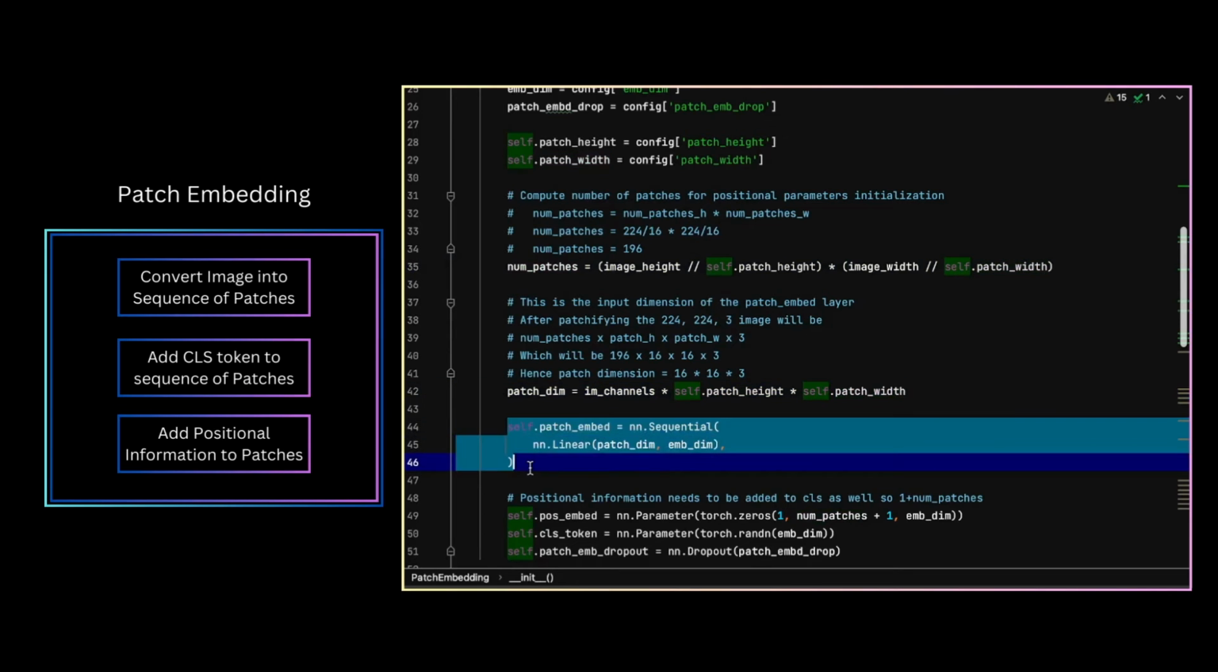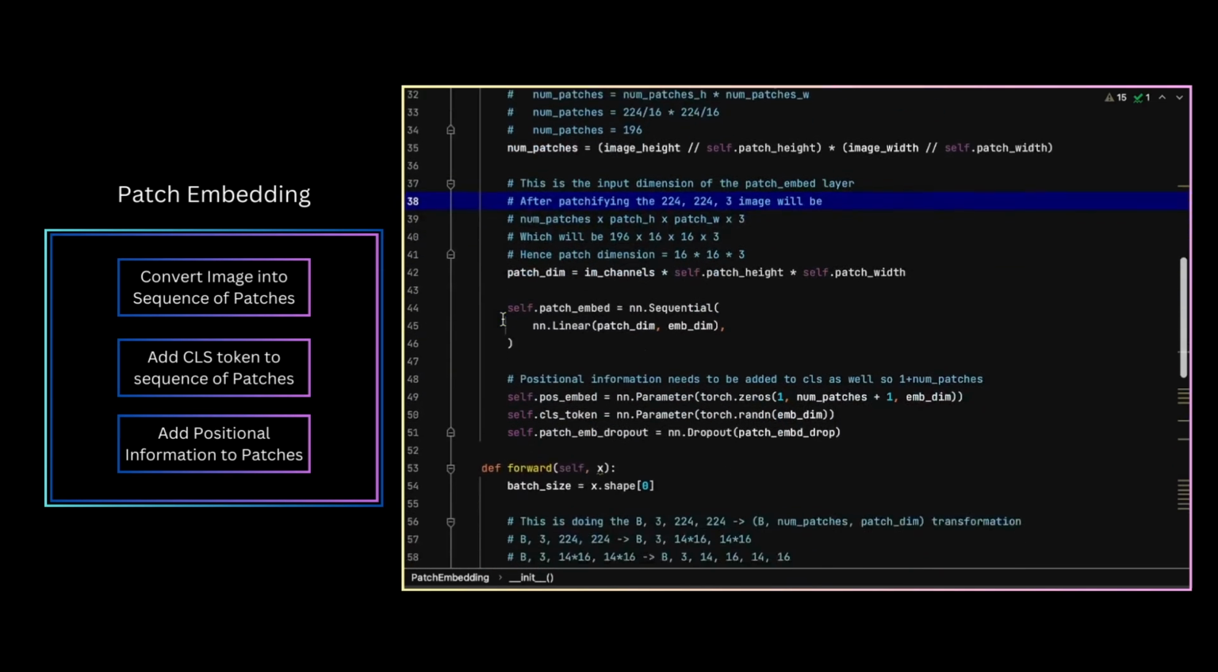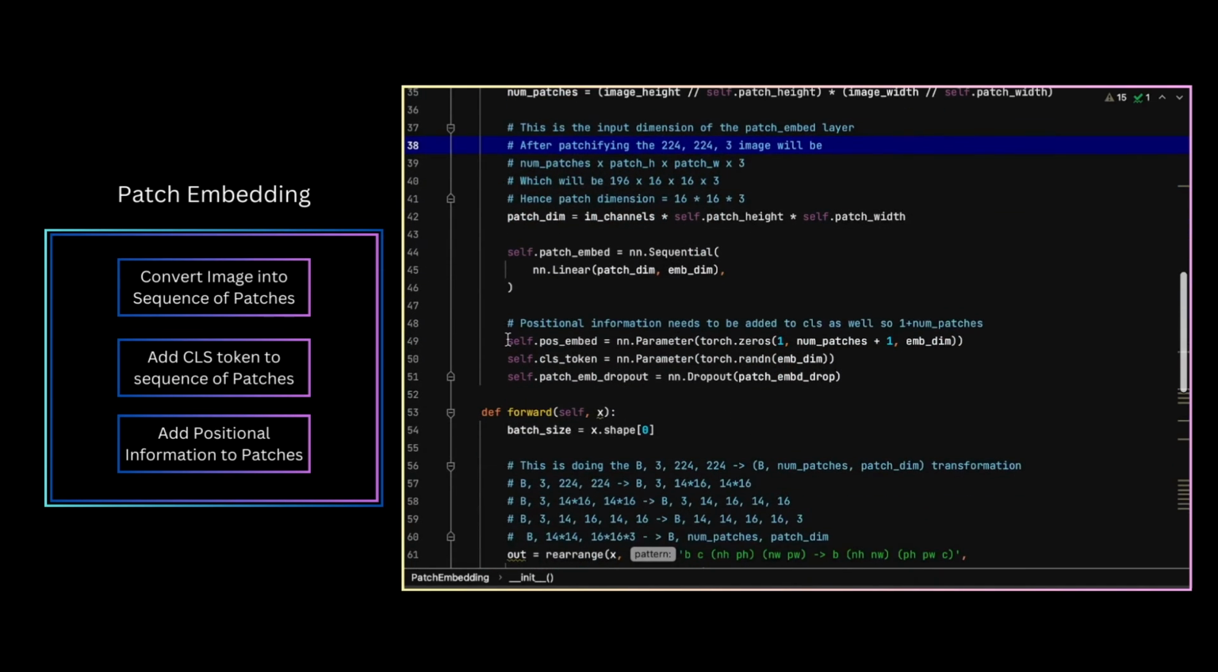So one could also do this projection via a convolutional layer, with the kernel size being the patch height and the width, and strides also being the same. And you'll see that the weight matrix for the kernel would actually have the same dimension as that of this FC layer. Pos underscore embed is our position vector.